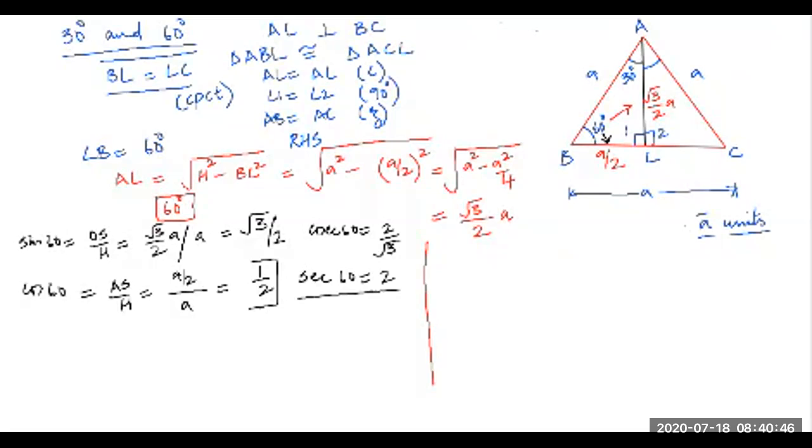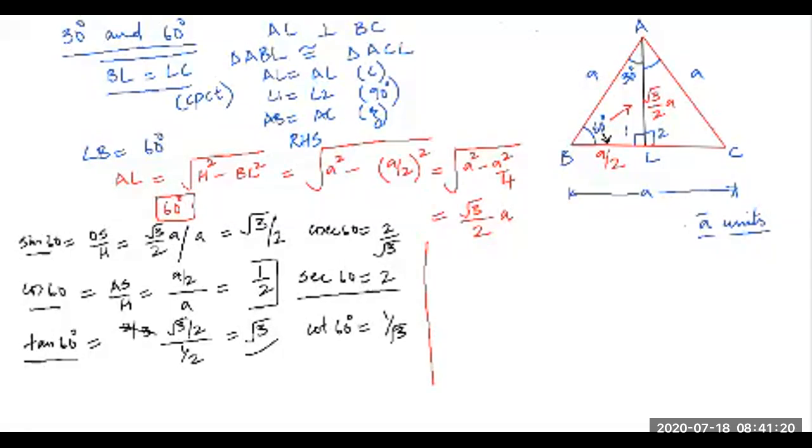Oh, great. Now, once you know sin 60 and cos 60, you can easily find out other trigonometric ratios like tan 60, which is the ratio of sin 60 divided by cos 60. So it will be under root 3 by 2 divided by 1 by 2, which is equal to under root 3. Tan 60 is under root 3, and from this I can find its reciprocal. Cot 60 would be equal to 1 by root 3. So students, see, very easily we have found all the trigonometric ratios for 60 degree.